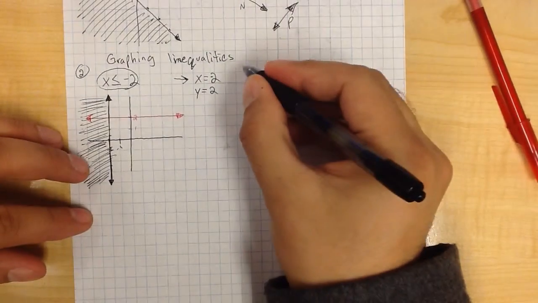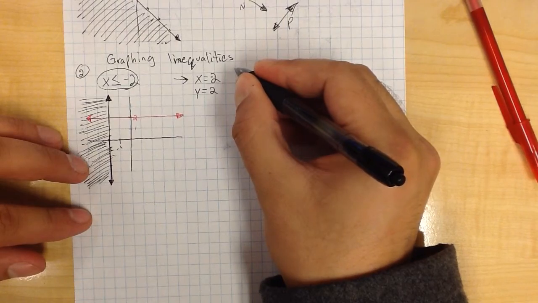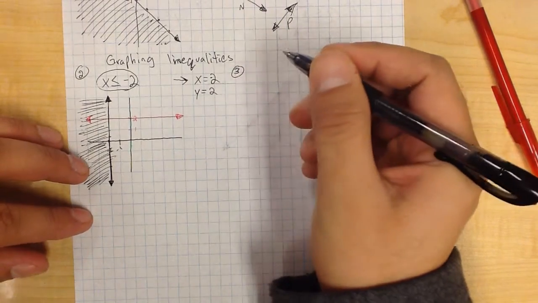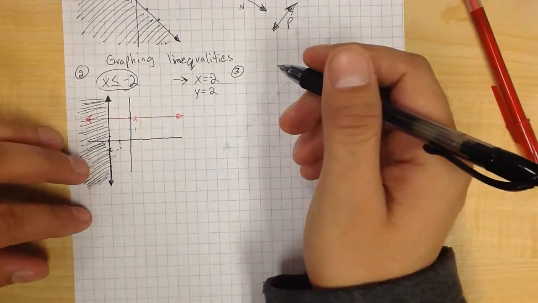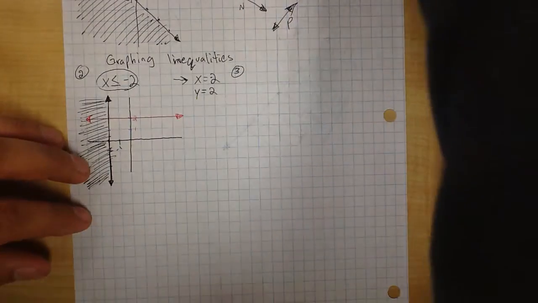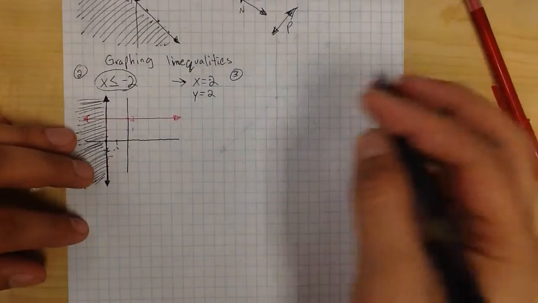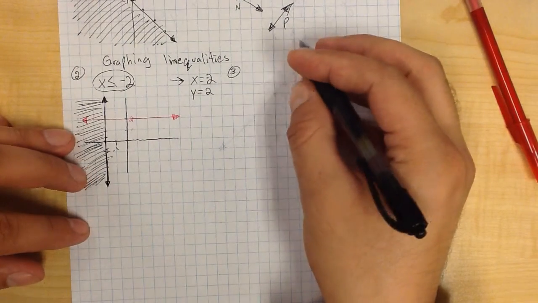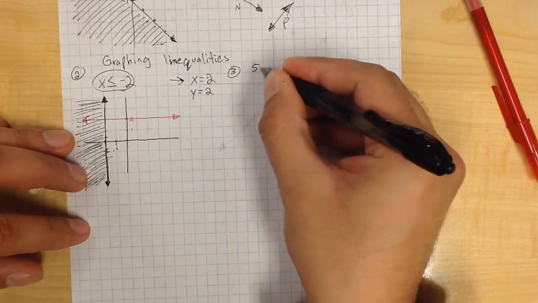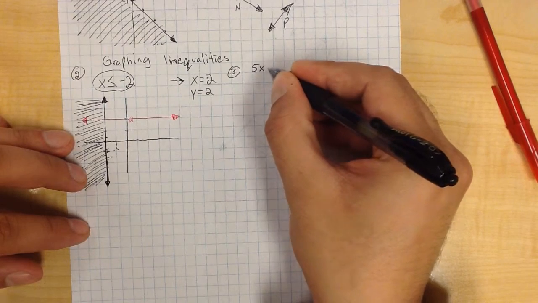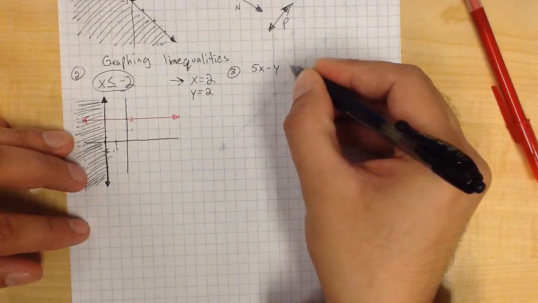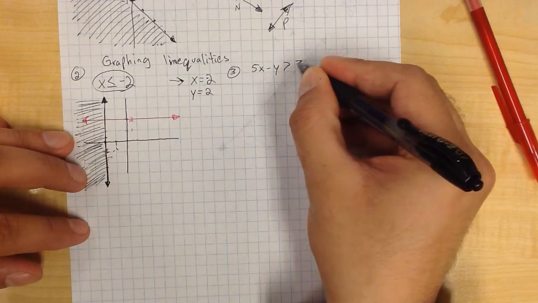Okay, now we're doing number 3. Let's see. Number 3 is going to look, we're going to show you, you're going to see something a little bit different. So I have 5x minus y is greater than 3.